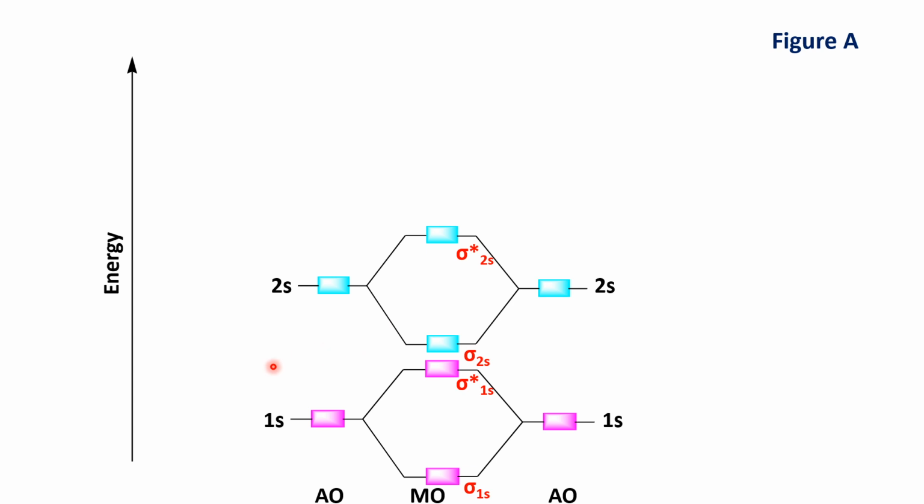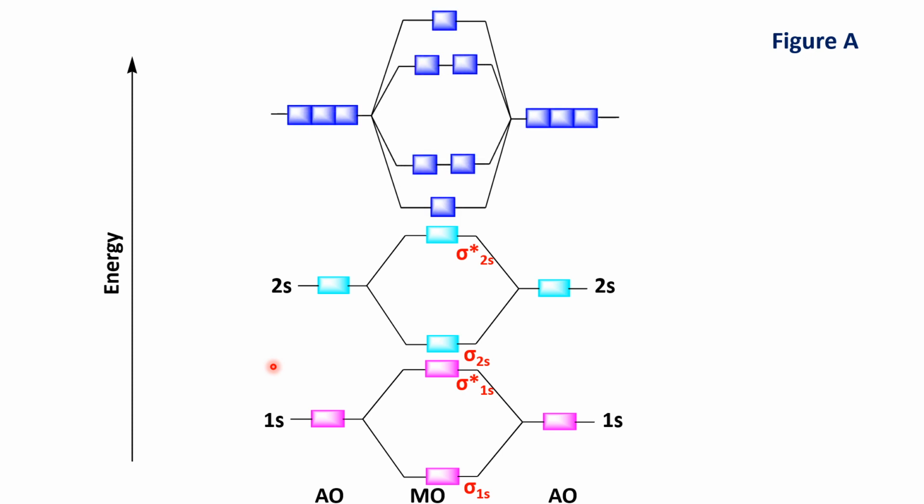And then after 1s and 2s, what will be the next one? The next one will be the 2p. So we have the 2p atomic orbitals on one side and 2p atomic orbitals on the other side. Now as there are 3 plus 3, total 6 atomic orbitals, it should result in the formation of 6 molecular orbitals. Their names are sigma 2px, then pi 2py, pi 2pz.